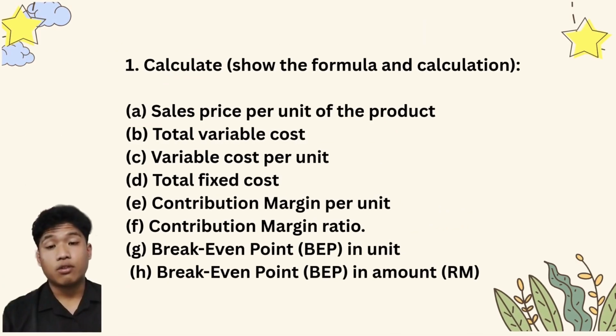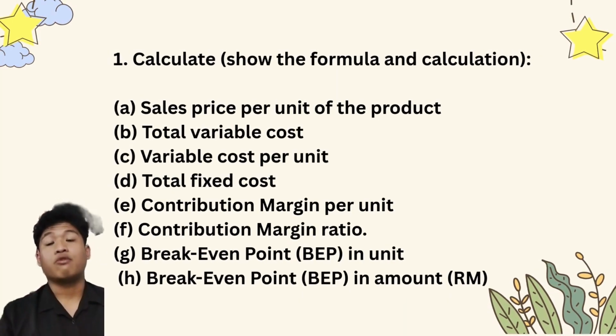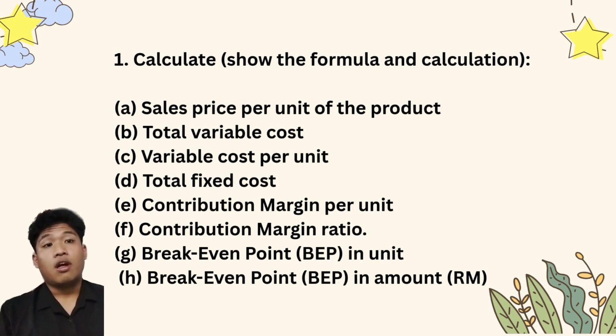Okay guys, so today I want to calculate and show the formula and calculation. Before that, I will read the questions. A, sale price per unit of the product. B, total variable cost. C, variable cost per unit. D, total fixed cost. E, contribution margin per unit. F, contribution margin ratio. G, break-even point, BEP, in units. And H, break-even point in the amount of RM. I will solve all these questions and show the formula and calculation, so we can understand more how to solve this question.